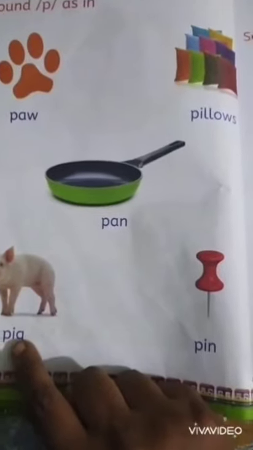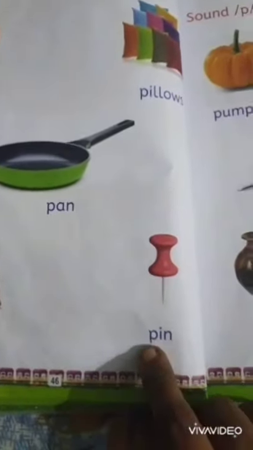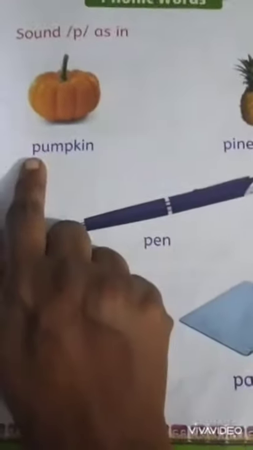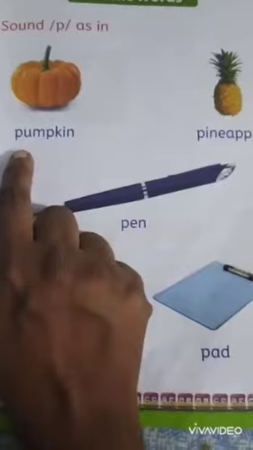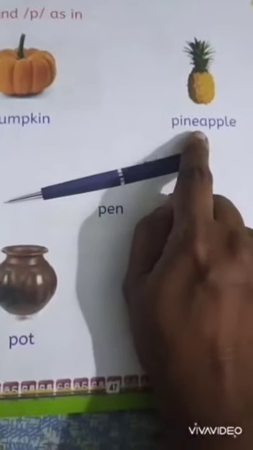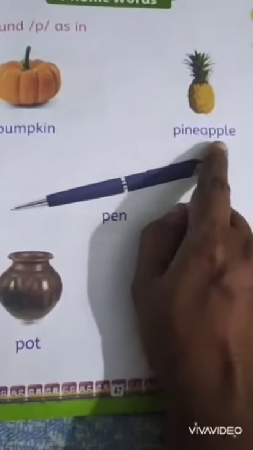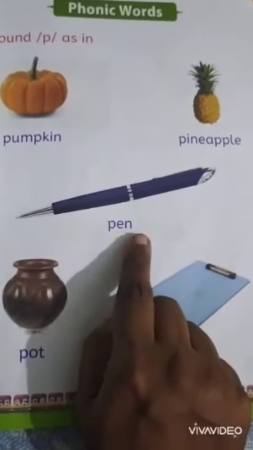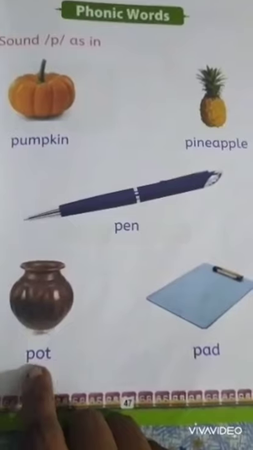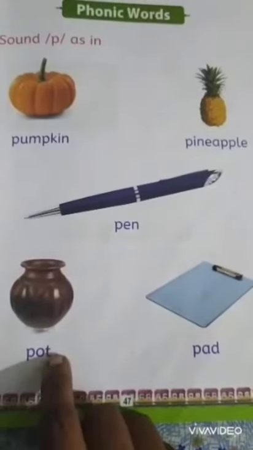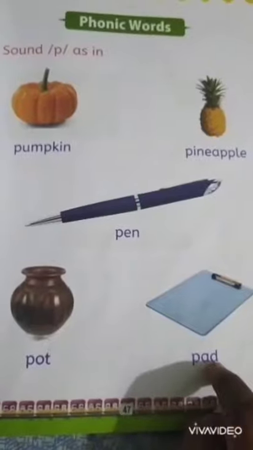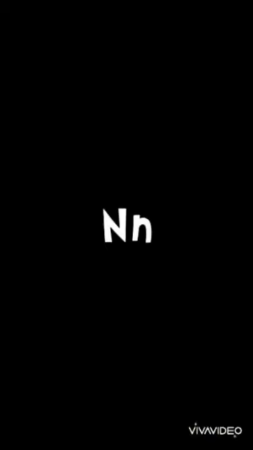Pig. P. Pin. P. Pumpkin. P. Pineapple. P. Pen. P. Pot. P. Pad. Then the last letter is N.